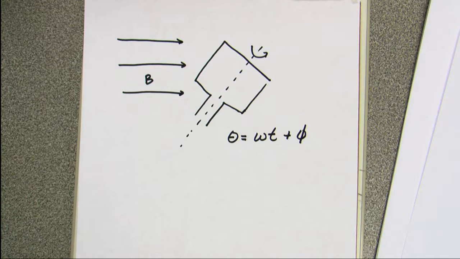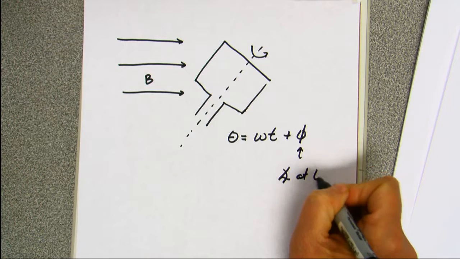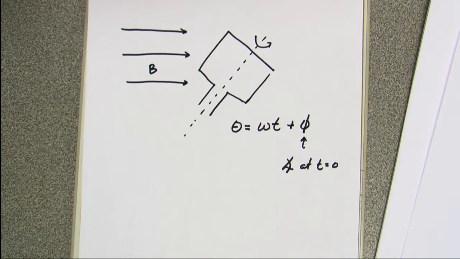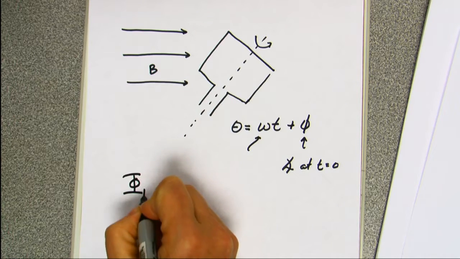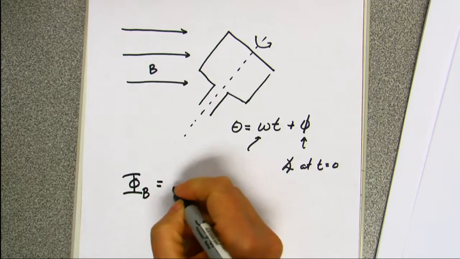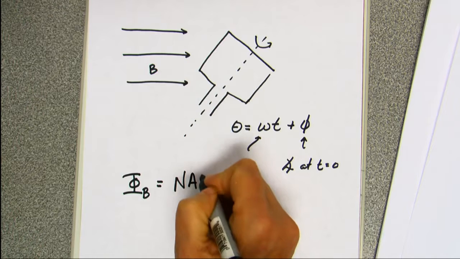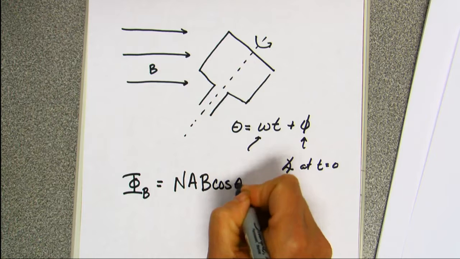So this right here is the value of the angle at time t equals 0. If we can choose it, we usually get rid of the phase angle and we don't mess with it, right? If we can choose when we start, we can get rid of it. And so this is our angular speed of the rotation. And so if I look at my flux, flux is going to be however many turns of this thing that we have, the area of the loop, the strength of the magnetic field, and cosine of our angle.